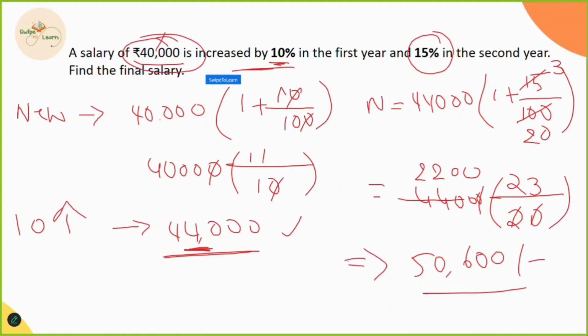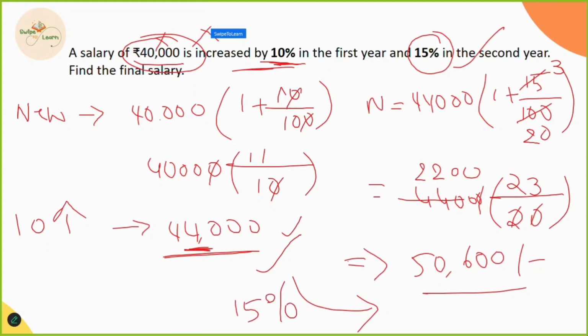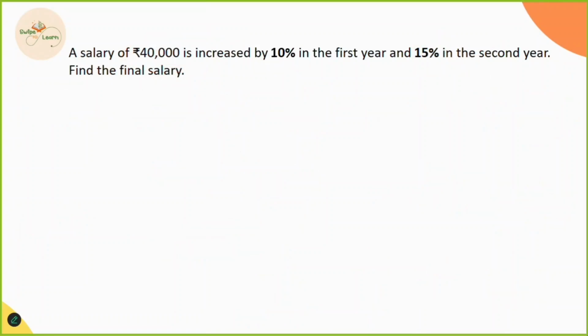The initial salary is 40,000. When the salary is increased by 10%, it became 44,000 in the first year. And in the second year, we have a 15% increase. So in the second year, 15% should be added to the first year's increased salary, not to the initial salary. So what is the final salary? The final salary is 50,600.